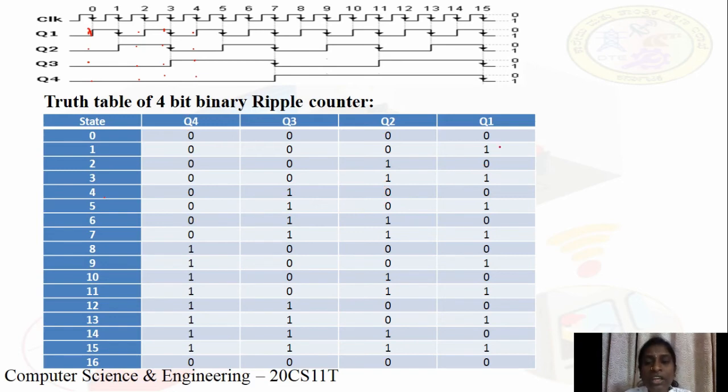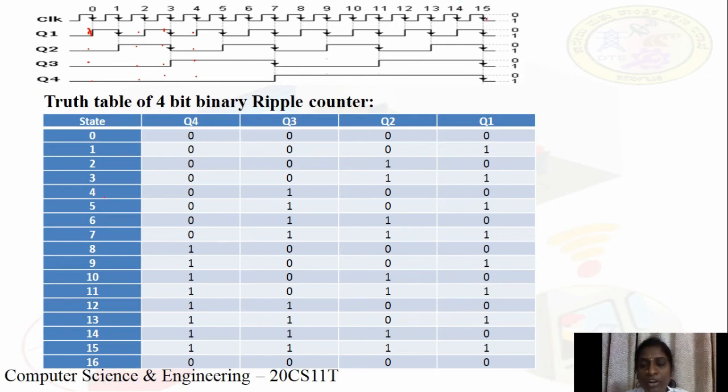Let us observe here, the output values of the counter will be incremented by 1 for every clock pulse. Here, the BCD conversion of this 0th state is 0. This is BCD conversion of 0, 0, 0, 1 is 1. Decimal conversion of 0, 0, 1, 0 is 2. Next, decimal conversion of 0, 1, 0, 0 is 4. It is incrementing by 1. 0, 1, 2, 3, 4, 5, 6, 7, 8, 9, 10, 11, 12, 13, 14, 15.